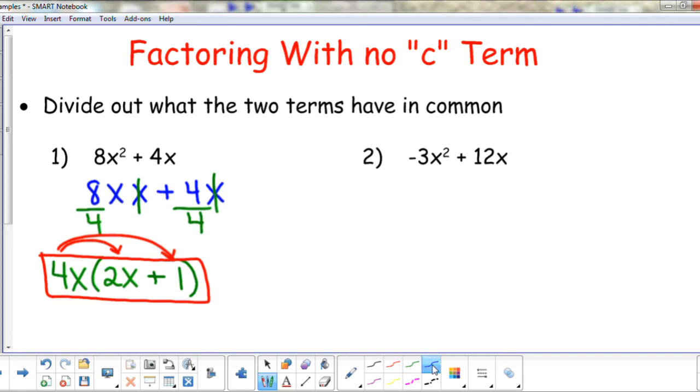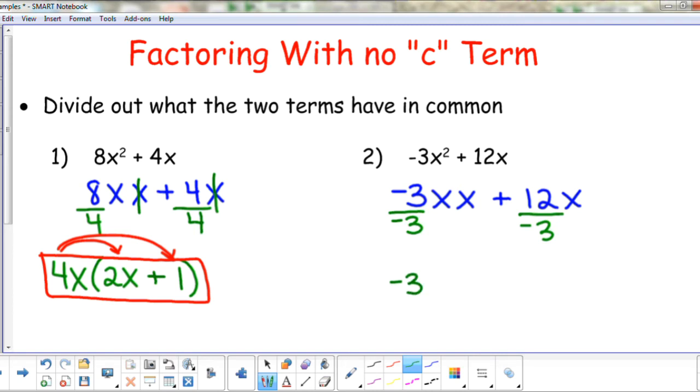So number 2, I'm going to do the exact same thing. I'm going to break everything apart. So my negative 3 has 2 x's, and my positive 12 has 1x. So if I look at my numbers, negative 3 and 12, I want to find what they have in common. Both numbers can be divided by a negative 3. So I'm going to put that negative 3 in front since I'm taking it away.